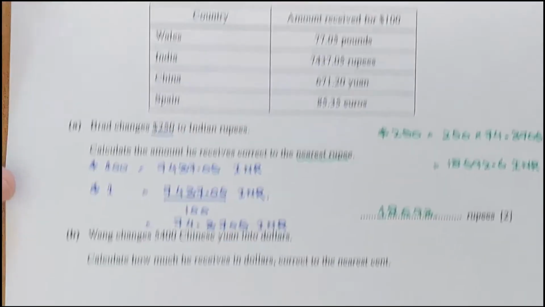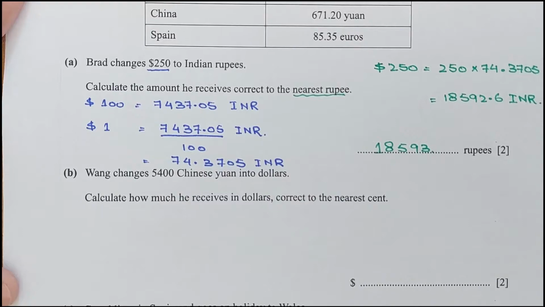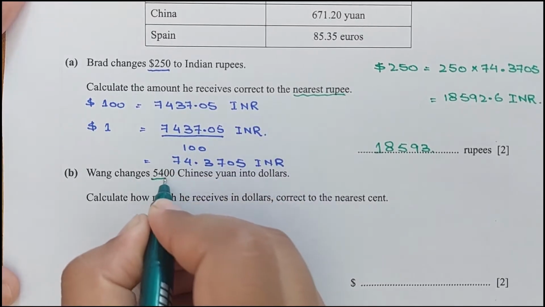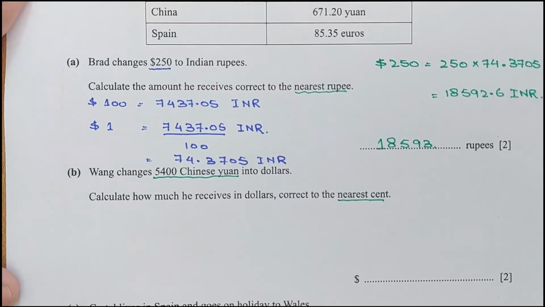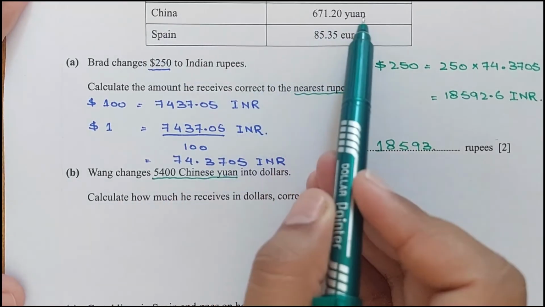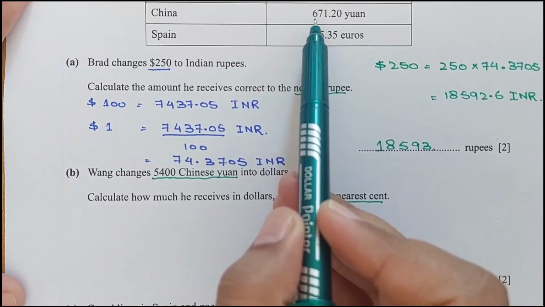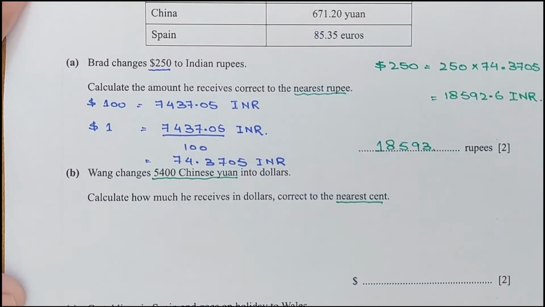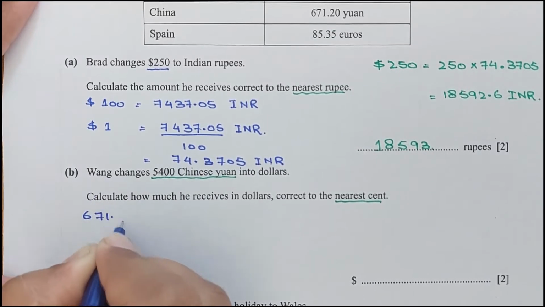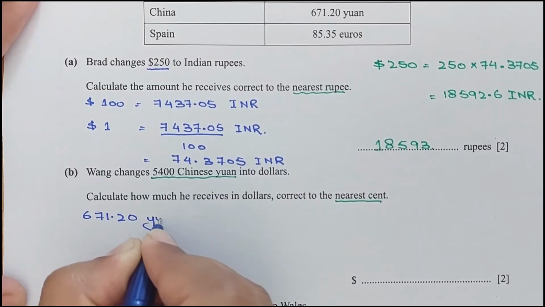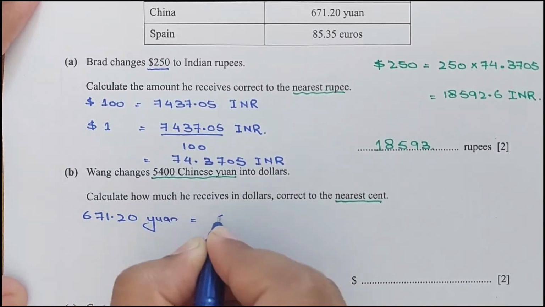All right. Now moving to part B, WEC changes 5,400 Chinese yuan into dollars. Calculate how much he receives in dollars correct to the nearest cent. So for China, $100 is equivalent to 671.20 yuan. So this conversion again, we have given that 671.20 yuan equals $100.